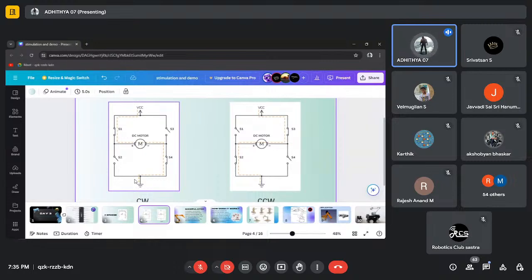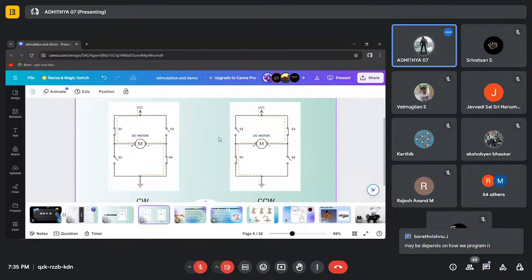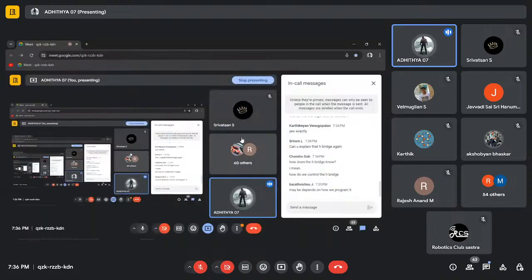Once we give input to input 2, S2 and S3 get on and S1 and S4 get off, making the circuit reverse. As you can see, this one is short, this one is short, so the current flows in the other direction, from the negative to the positive of the motor, making the motor rotate the opposite way. So this is the simple H bridge circuit. This is not the exact actual circuit, but a representation of it. Hope you guys understand.